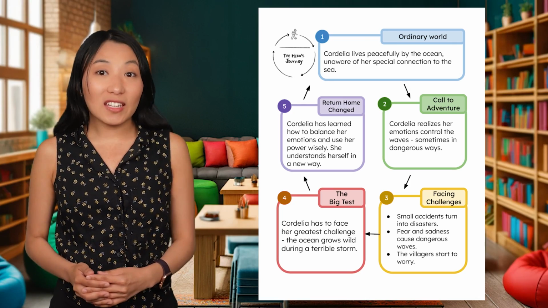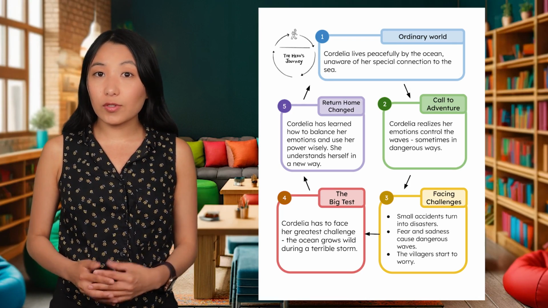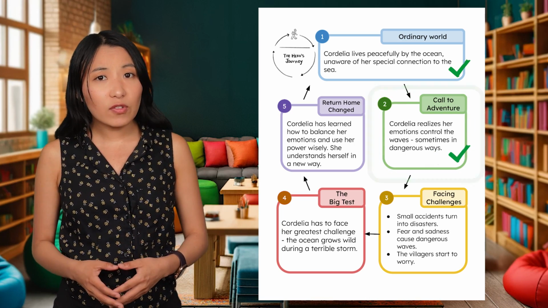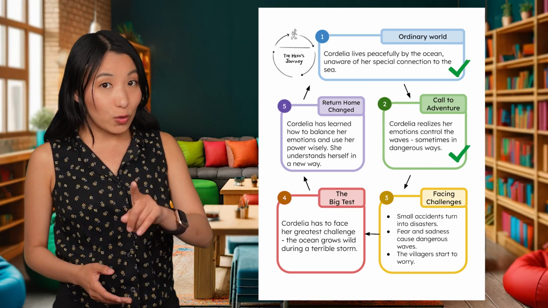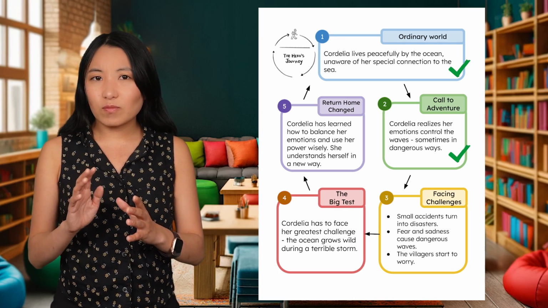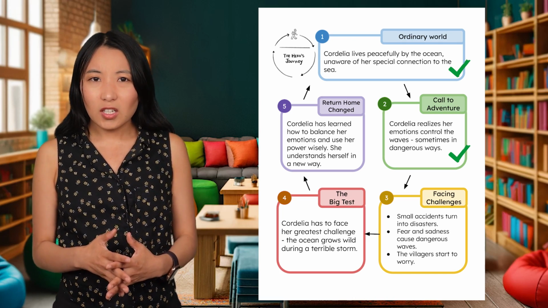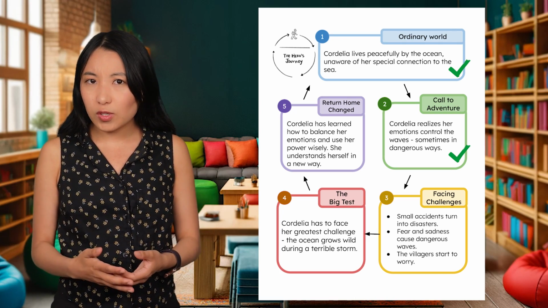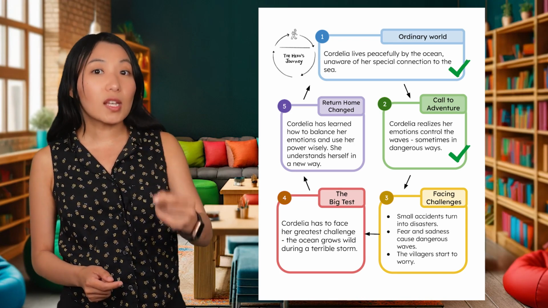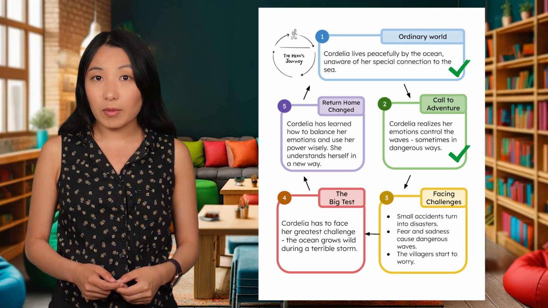So, there's my beginning. We meet Cordelia and are introduced to her setting. We see her ordinary world and notice everything change, the call to adventure. But now I need to build the middle of the story. This is where things get complicated, where the conflict grows. Let's work together to take my outline and turn it into full scenes of my story, step by step.